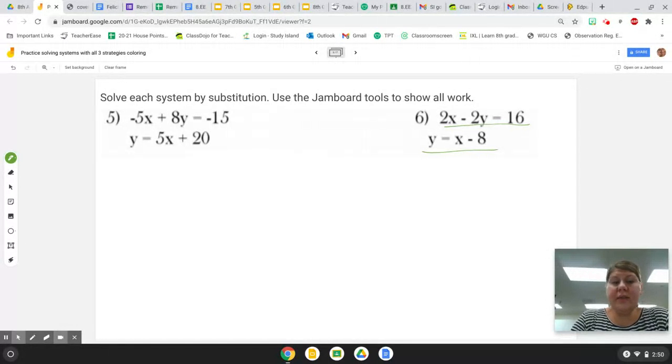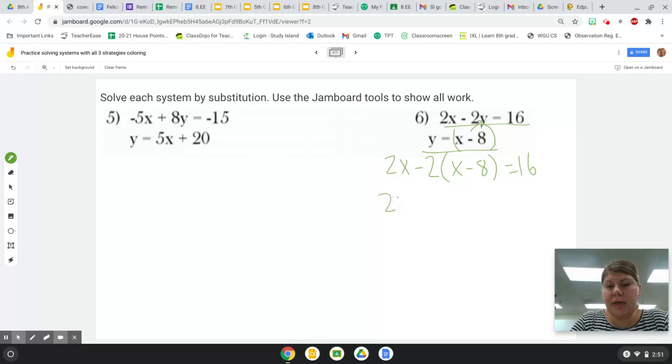So once I have it solved for either x or y, I can start substituting. So I know that y is equal to this quantity here, the x minus 8. So I can substitute that in for the y value in my other equation. So I have 2x minus 2 times the quantity x minus 8 equals 16. Now I can go ahead and solve. Now that I just have x's in my equation, I can go ahead and distribute and solve from there.